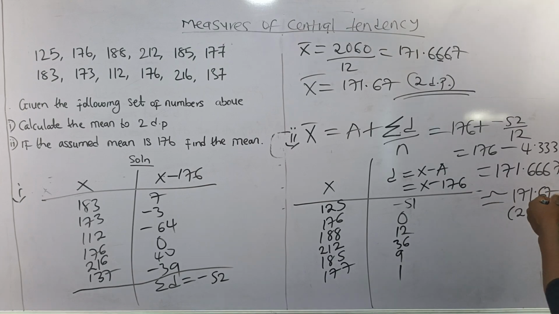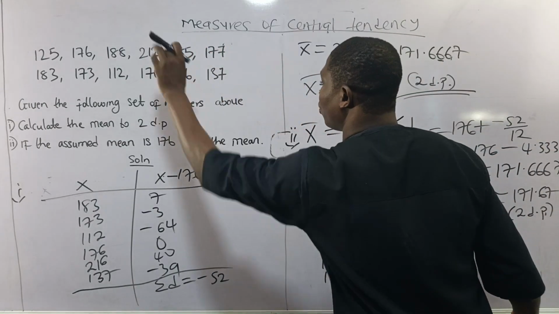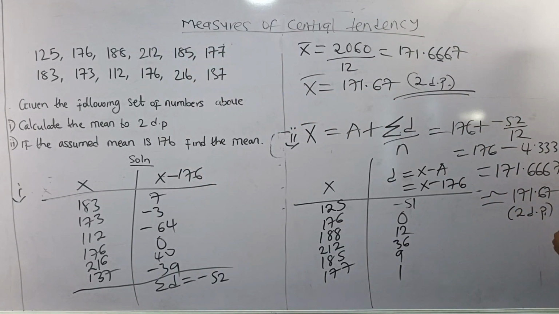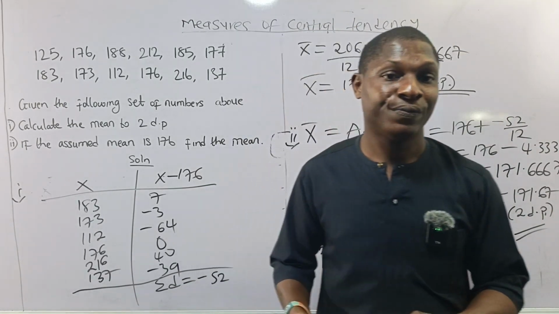So you see, when given the assumed mean, the mean gotten from normal solving and the assumed mean are always what? The same. So this is the solution to our question 1. Thank you. Let's move on to question 2.